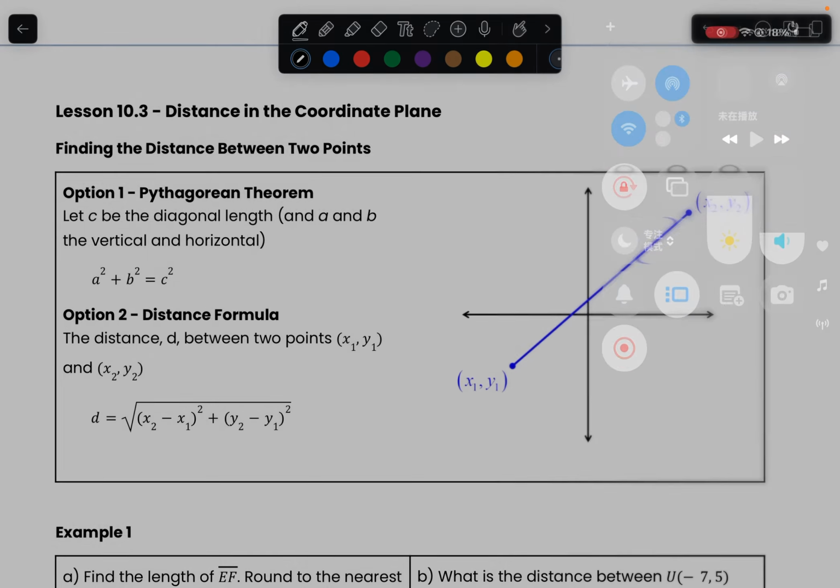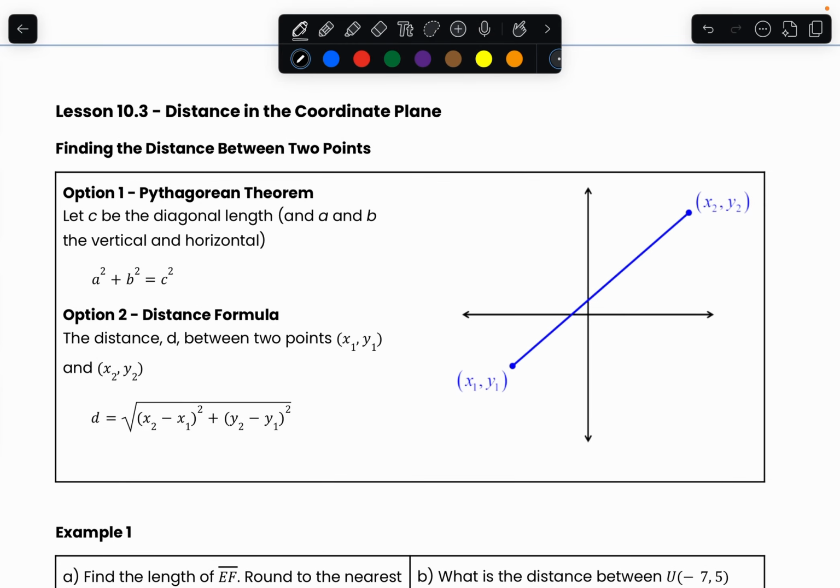Which is going to be about distance and the coordinate plane. Now, to find the distance in the coordinate plane, there's technically two ways you can do it. One way is that you can look at your line in the coordinate plane, and what we can do is draw out these lines.